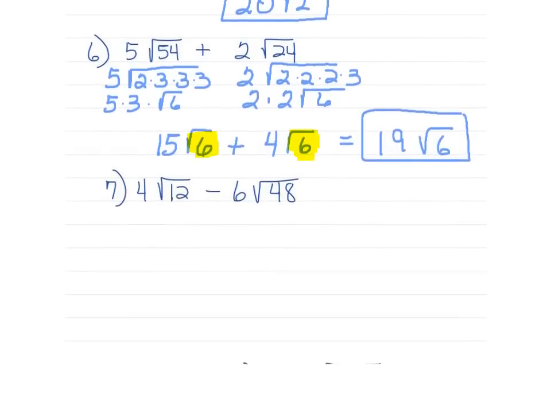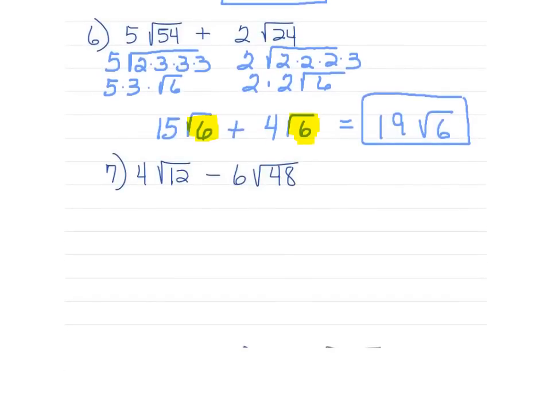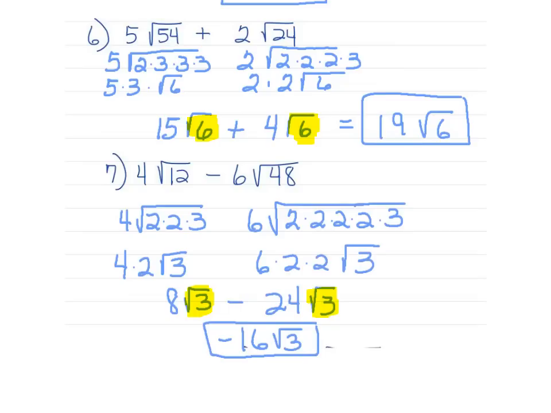Okay, number 7, try that one on your own. Pause the video, simplify the radical expression, and see which terms you can combine. Okay, so our answer there is negative 16 radical 3.